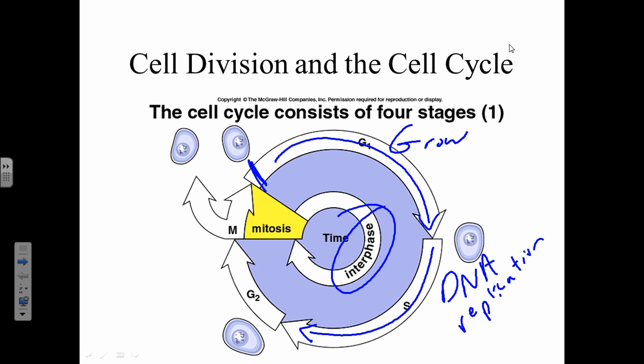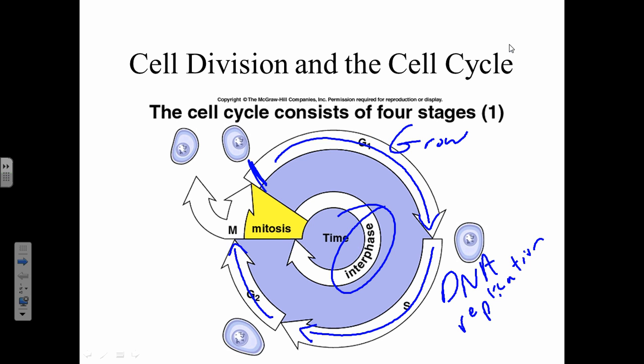Eventually, the cell goes into G2, the last part of interphase. In that part of the cell cycle, the cell continues to do whatever it's supposed to be doing, its job. It makes some extra copies of its organelles, and it also begins to build these microtubules that it's going to use to do mitosis.